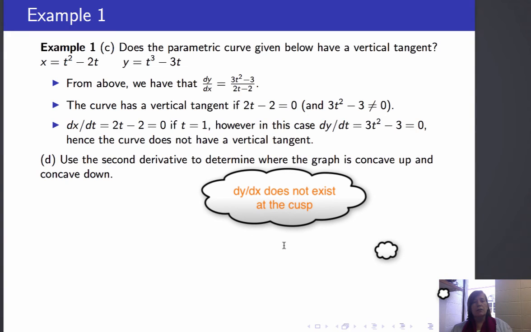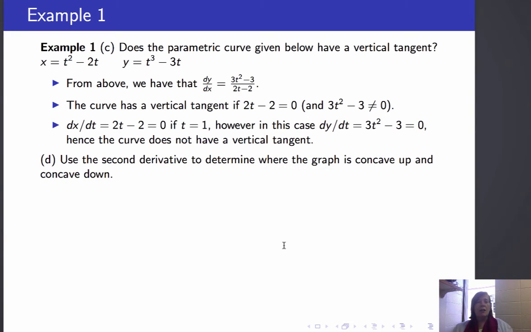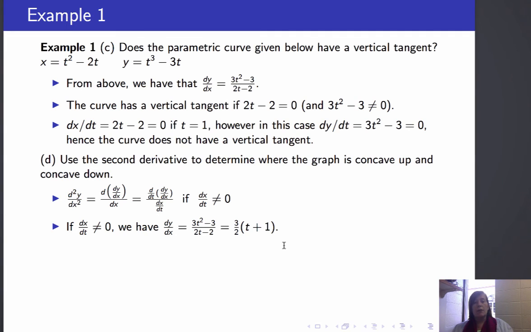and our curve doesn't have a vertical tangent. Well, let's calculate the second derivative to figure out where the graph is concave up and concave down. The second derivative of y with respect to x here is the derivative with respect to x of dy/dx. That is the derivative with respect to t of dy/dx divided by dx/dt by our formula from the chain rule, as long as dx/dt is non-zero.